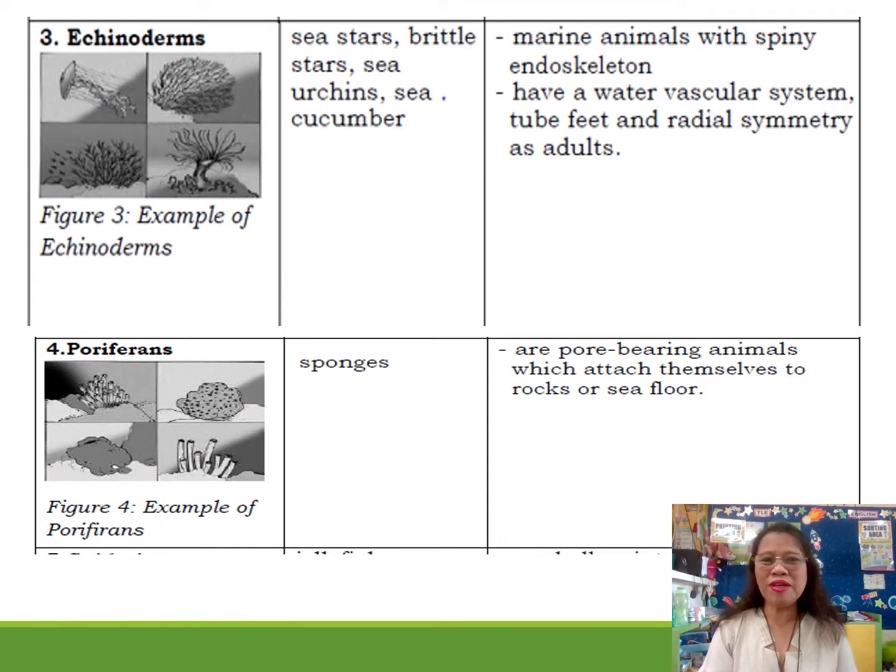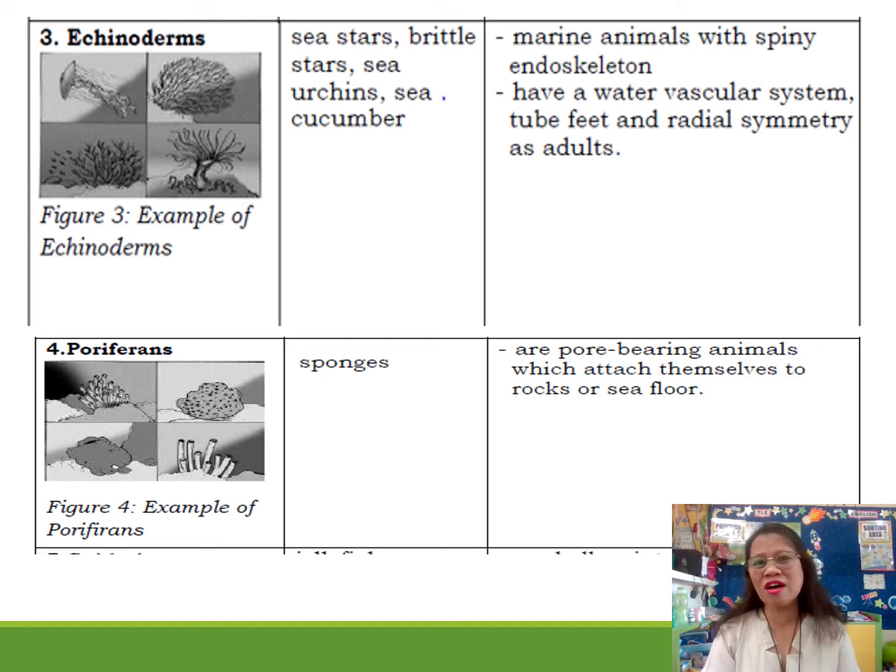The third group is a group of echinoderms or the phylum Echinodermata. These are marine animals with spiny endoskeleton. They have water vascular system, tube feet, and radial symmetry as adults. So, echinoderms are described as spiny-skinned animals. They have spines and bumps on their bodies.